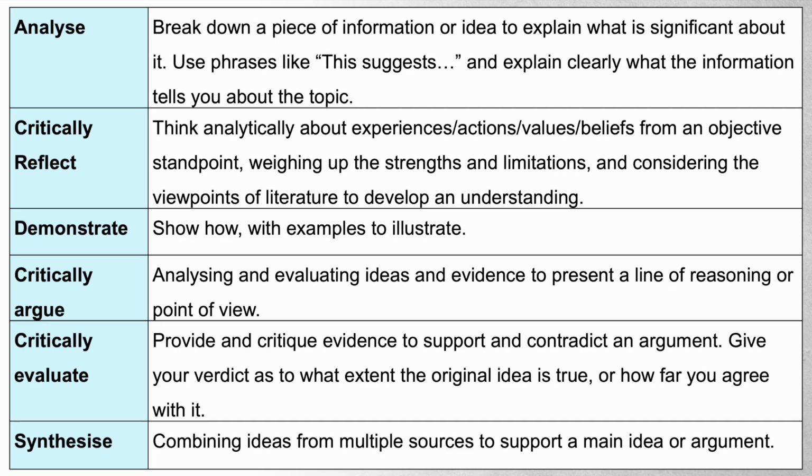And synthesise. This is really important at level 7, and we're going to do a whole section on it today. It's about combining ideas from multiple sources to support a main idea or argument. So when you see a bracket with a bunch of authors' names inside, that is a demonstration of synthesis. Why support with one author when you can support with 2 or 3 or 4?